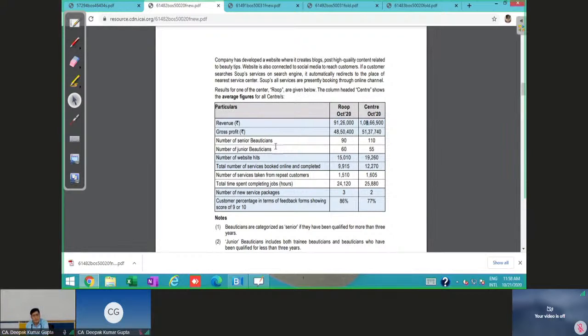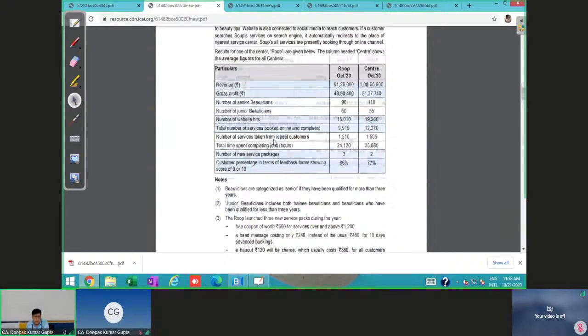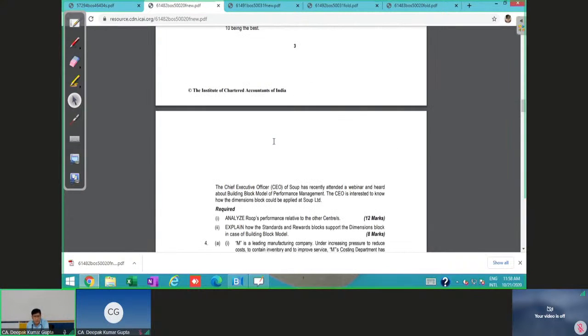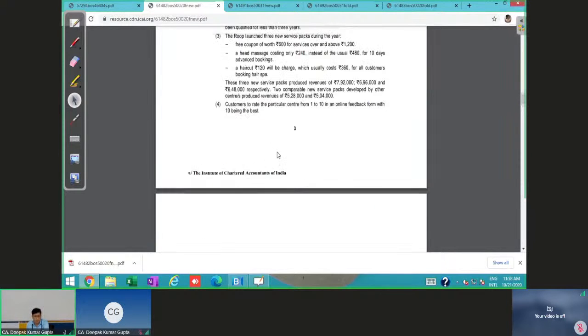You have been given centers information, groups information, as well as average center information. You have to compare both with the help of the given data, and it has been clearly mentioned in the question that you have to analyze the performance based on the building block performance model.